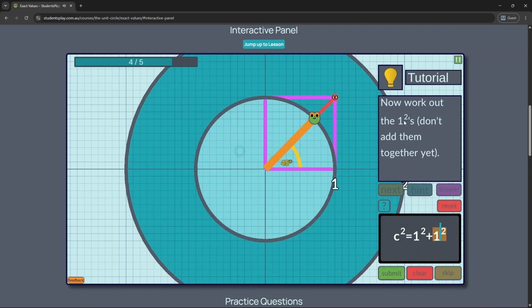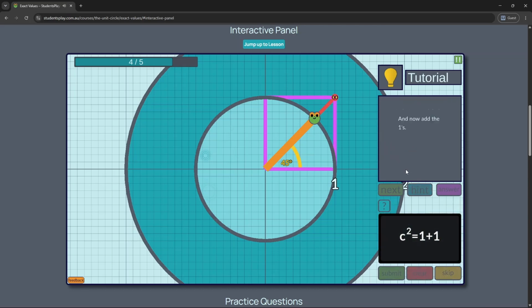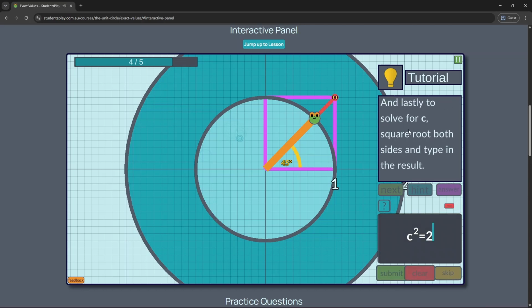Now work out the 1 squareds, don't add them together yet. Okay, so it just means what is 1 squared? It's just 1. And what is 1 squared? It's just 1. And now we can add the 1s. 1 plus 1 is 2. And lastly, to solve for c, square root both sides and type in the result. Okay, so to get rid of the squared on the c, we're going to square root it, which would get rid of the squared. And then over here, we're going to square root this as well. And we can't get the 2 inside, so we'll just write a new 2 there, and we'll get rid of that 2.